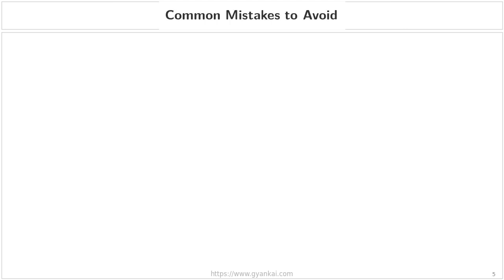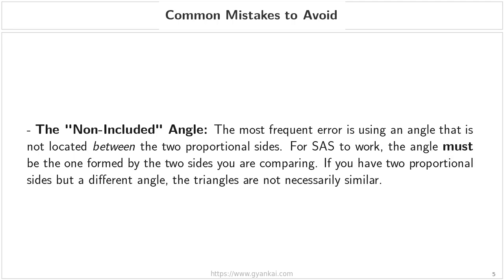Common mistakes to avoid. First, let's talk about the non-included angle. This is arguably the most frequent mistake students make. Remember, for the SAS criterion to be valid, the angle you are looking at cannot just be any angle in the triangle. It must be the one trapped specifically between the 2 sides you are comparing. If you have 2 proportional sides but you pick an angle that isn't located between them, you cannot claim the triangles are similar. The angle must be the included angle.